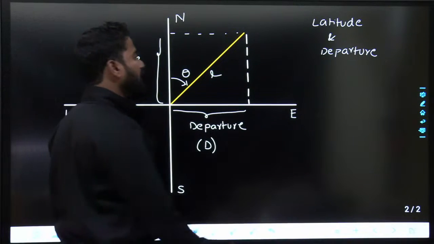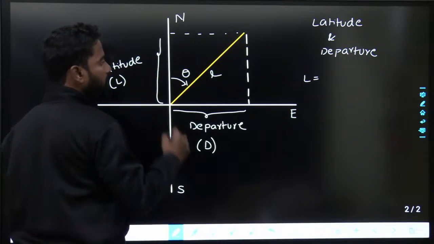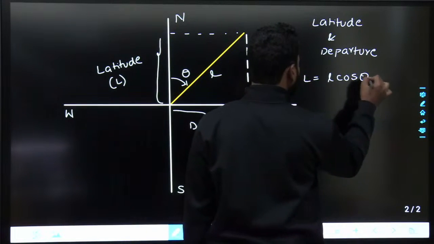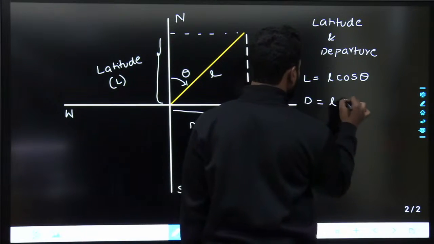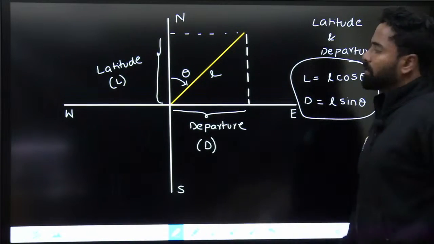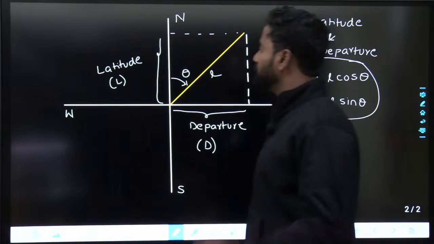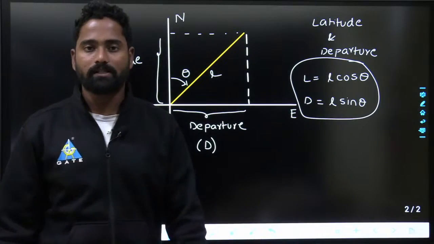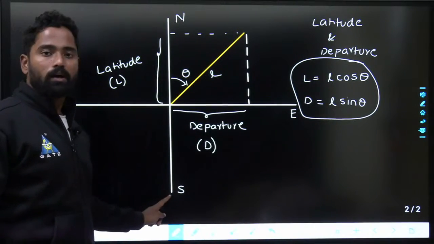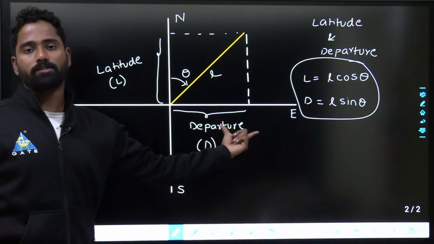So generally latitude L is given as L cos theta, where L is the length and theta is the bearing. Departure D is given as L sin theta. Be very clear in this: latitude is the projection of the line on north-south, and departure is the projection of the line on east-west.